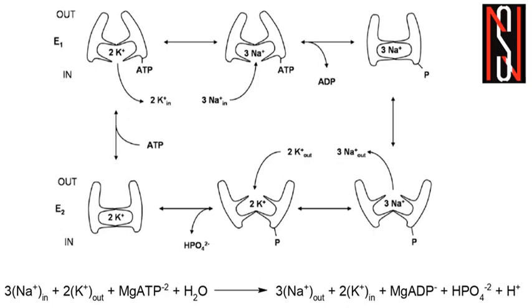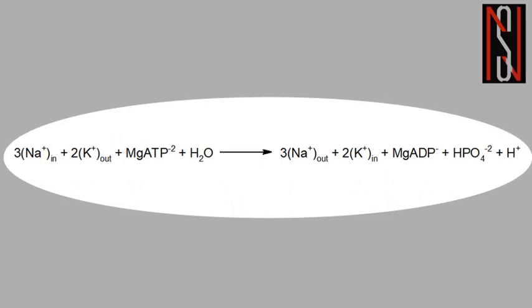So what is exactly happening here? That is, 3 sodium ions are going from inside of the cell to the outside of the cell, and then 2 potassium ions are coming from outside of the cell to the inside of the cell. So therefore 3 sodium in plus 2 potassium out will be converted into 3 sodium out plus 2 potassium in at the cost of some energy. From where are you getting the energy? Due to the ATP hydrolysis.